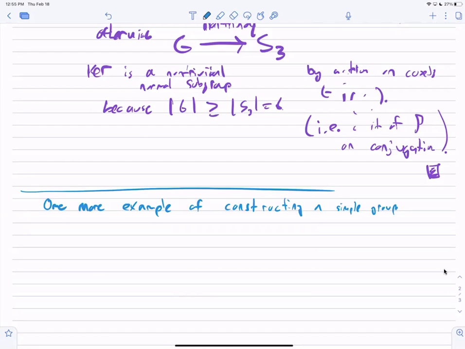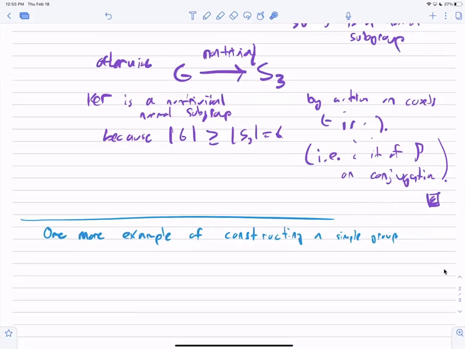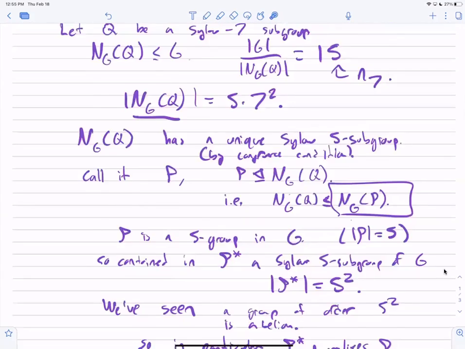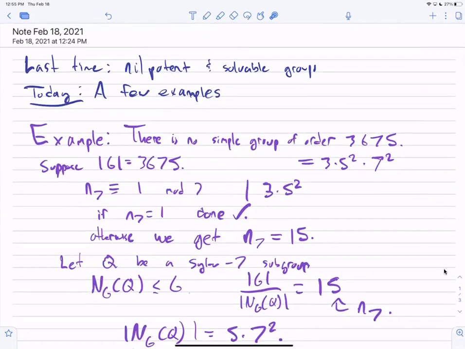So how can you do that? How do you show those aren't the only ones? Well, it's arguments of the kind we've been giving. We've seen lots of examples like this where we pick some order and we say, okay, there's no simple group for that order.